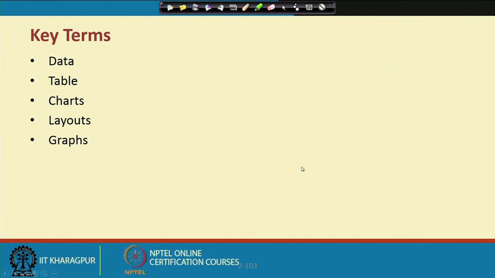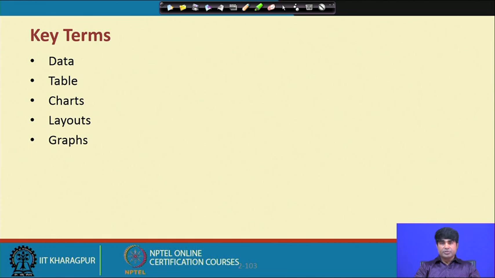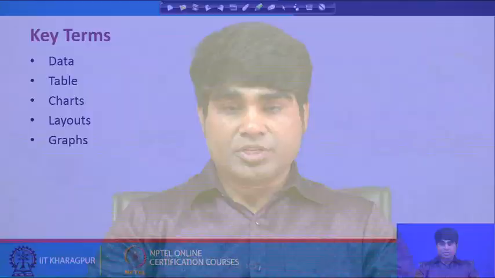The items we have discussed today are the data, the various tables, charts, layouts and graphs, and the whole idea is to understand the data and get some insights as per the availability and the requirement. In the next lectures we will discuss something quantitative in more depth, a little bit about data understanding and the requirement.